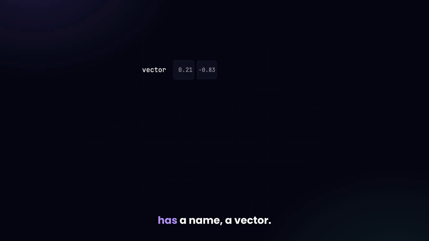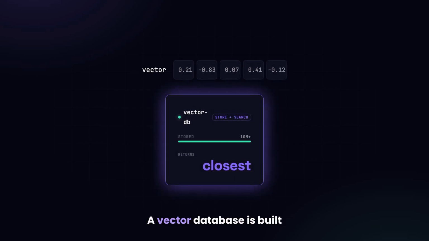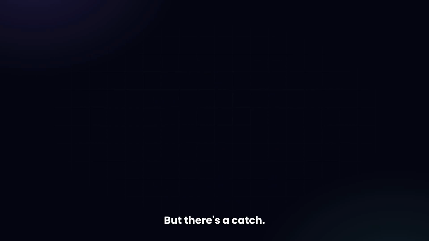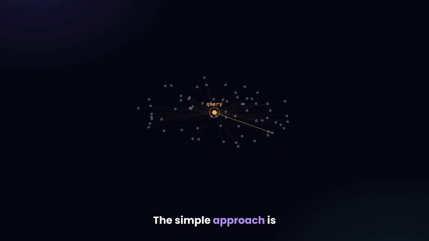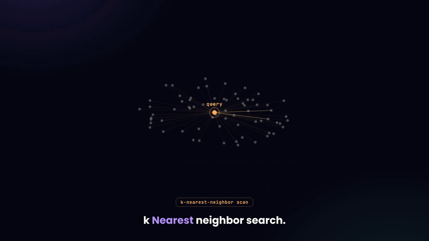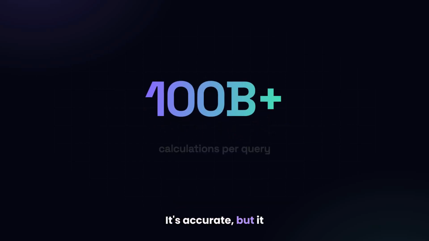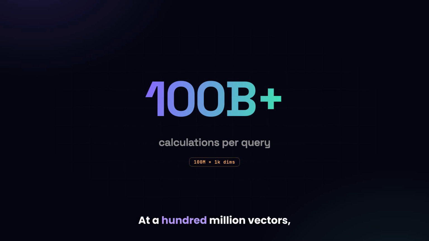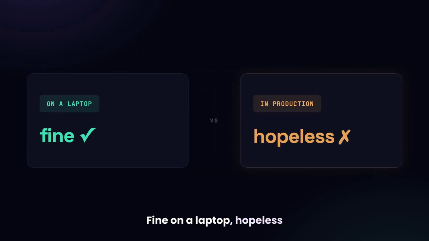That list of numbers has a name: a vector. A vector database is built to store millions of them and, for any query, instantly find the closest ones. But there's a catch. The simple approach is to compare your query against every stored vector one by one. That's called k-nearest neighbor search. It's accurate, but it doesn't scale. At 100 million vectors, each with over 1,000 dimensions, a single query turns into hundreds of millions of calculations. Fine on a laptop, hopeless in production.